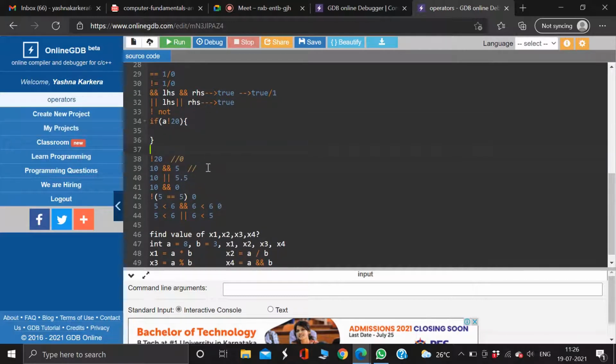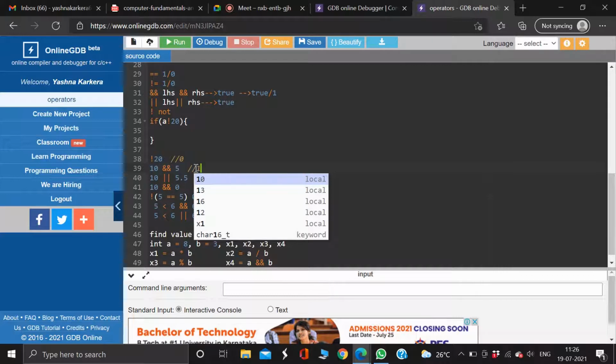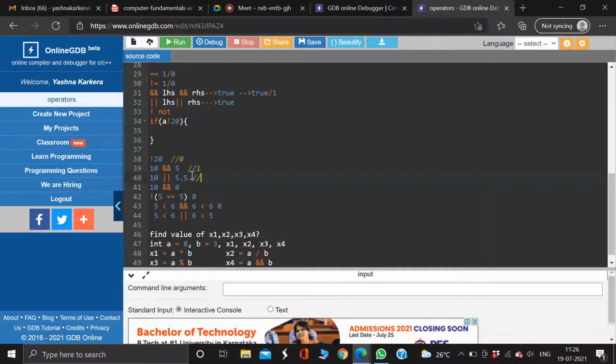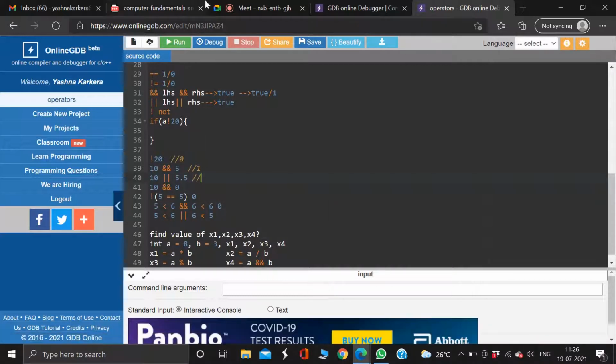Now this is 0 because it didn't have a leg or a tail. So answer this question. Both are true values. So what will be the answer? One. Yes, what will be the answer for this? One.